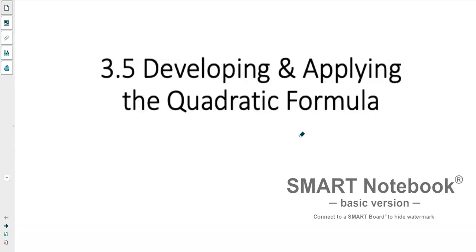Hello, today we're going over section 3.5, which is developing and applying the quadratic formula. So we'll start out by doing one of the questions from the last section, and then we'll use the same steps to create our quadratic formula and then use that to solve some questions.